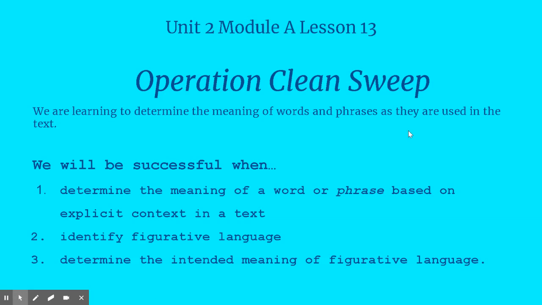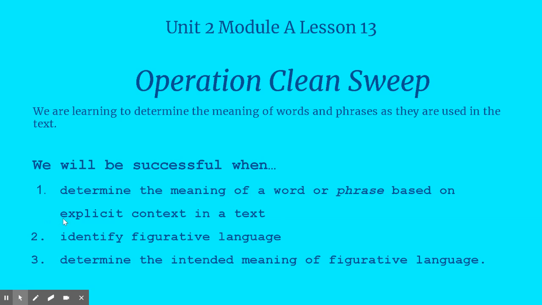Today we are going to be working on lesson 13, where we finish up Operation Clean Sweep. Our main focus today is to learn how to determine the meaning of the words or phrases as they're used in the text. So first we have to find those words or phrases in the text, but then it says explicit content in the text. That's what we're going to use to determine it.